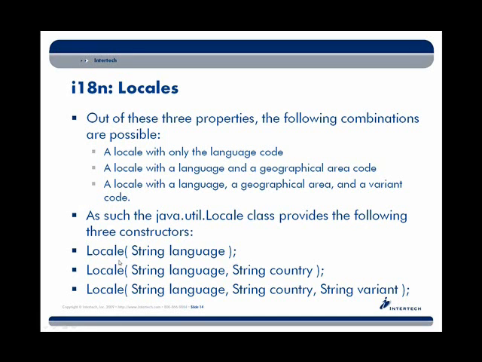And as such, that's exactly what constructors are provided for you. So you can create a locale just passing in a string language, passing in a string language and a string country, or passing a string language, a string country, and a string variant.